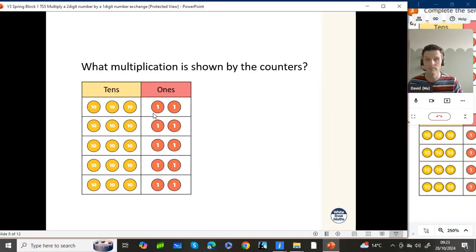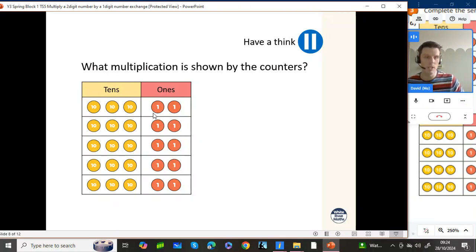Have a look closely here. What multiplication is shown by the counters? This is another place value chart in tens and ones. This time, the counters represent their values. Have a think, pause the video here, and when you're ready, we'll continue.